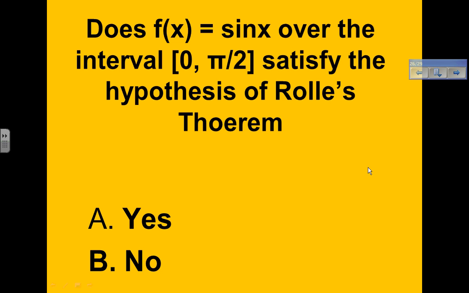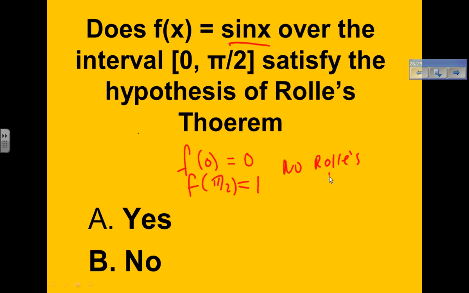Sure it does. The hypothesis says that the function's continuous, sine's continuous, and the function value of 0 equals 0, and the function value of pi over 2 equals 1. So no, it doesn't satisfy Rolle's theorem. It does satisfy the mean value theorem, though.